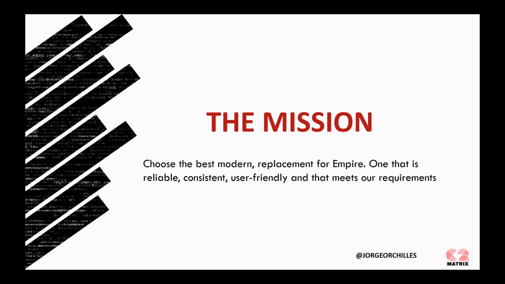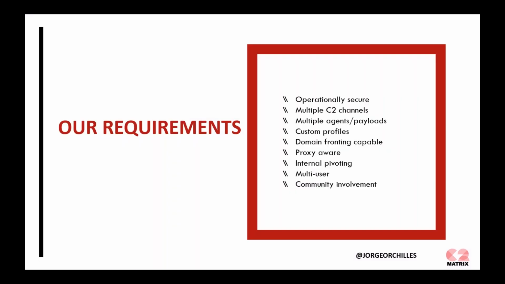So as I mentioned, the mission of the C2 Matrix is to find the best modern replacement for Empire, one that's reliable, consistent, user-friendly, and meets our requirements. And our requirements started growing. We wanted something that's operationally secure. We don't want to get caught or hacked on our attack infrastructure. We want to have multiple command and control channels, really based on the adversary you are emulating. What channels do they use? Most of the time, you'll see HTTP being one of the main channels. But you want to list, what does each one of these have?